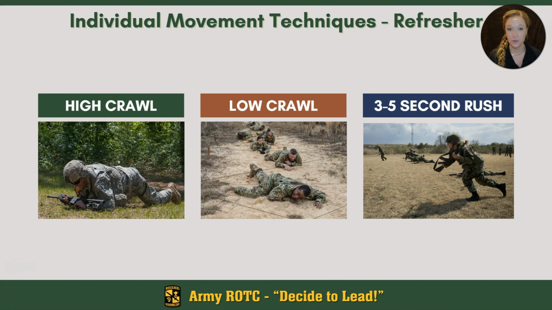Now, we talked individual movement techniques in the last one. Just a quick refresher, we talked high crawl, low crawl, and the rush, the 3 to 5 second rush. Remember that high crawl? It's not super fast, but it's not super slow, and you have a little bit higher of a profile. The low crawl is our slowest movement, and that's going to be the lowest profile we can get because we're as flat to the ground as possible. And then we've got the rush. That's our quickest movement, but also the one that exposes us the most for those 3 to 5 seconds that we're moving from position to position.